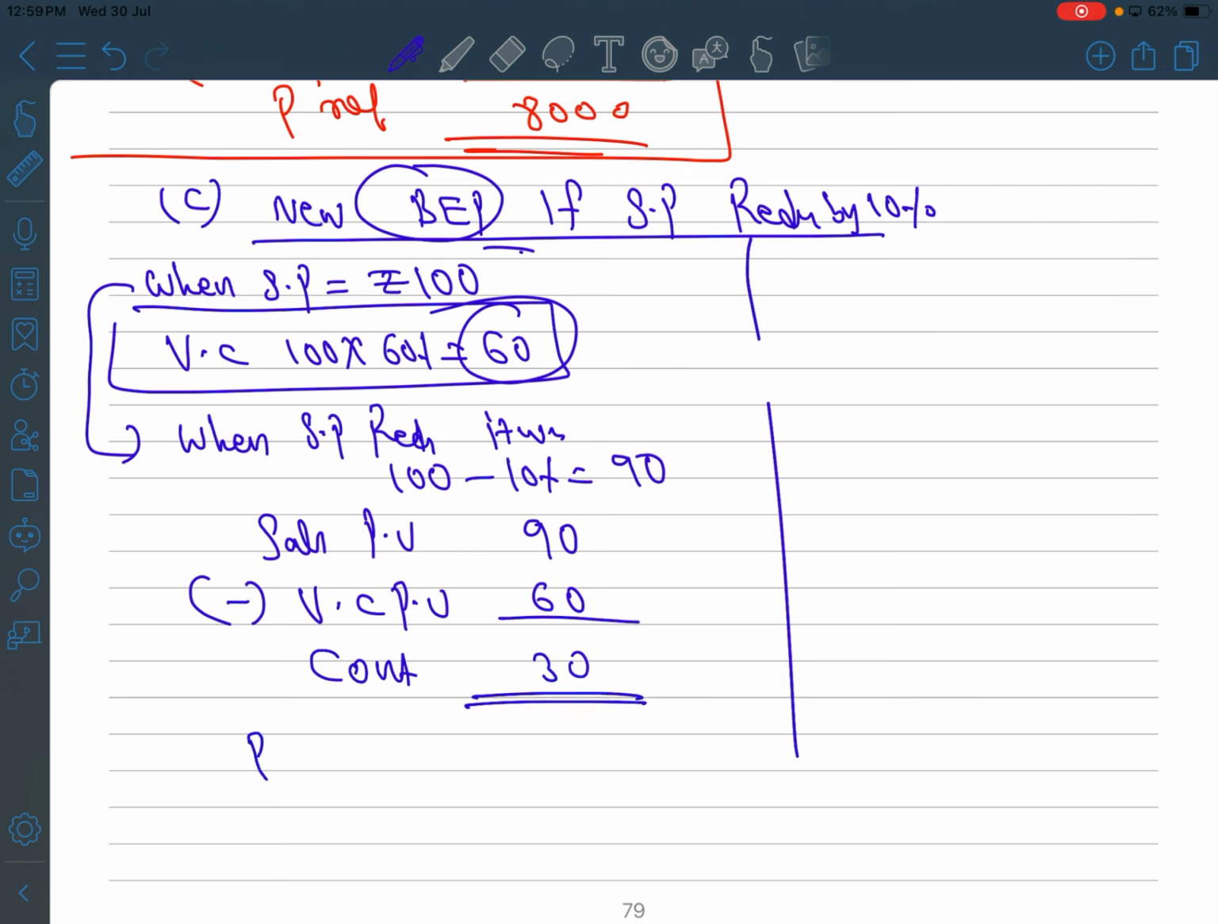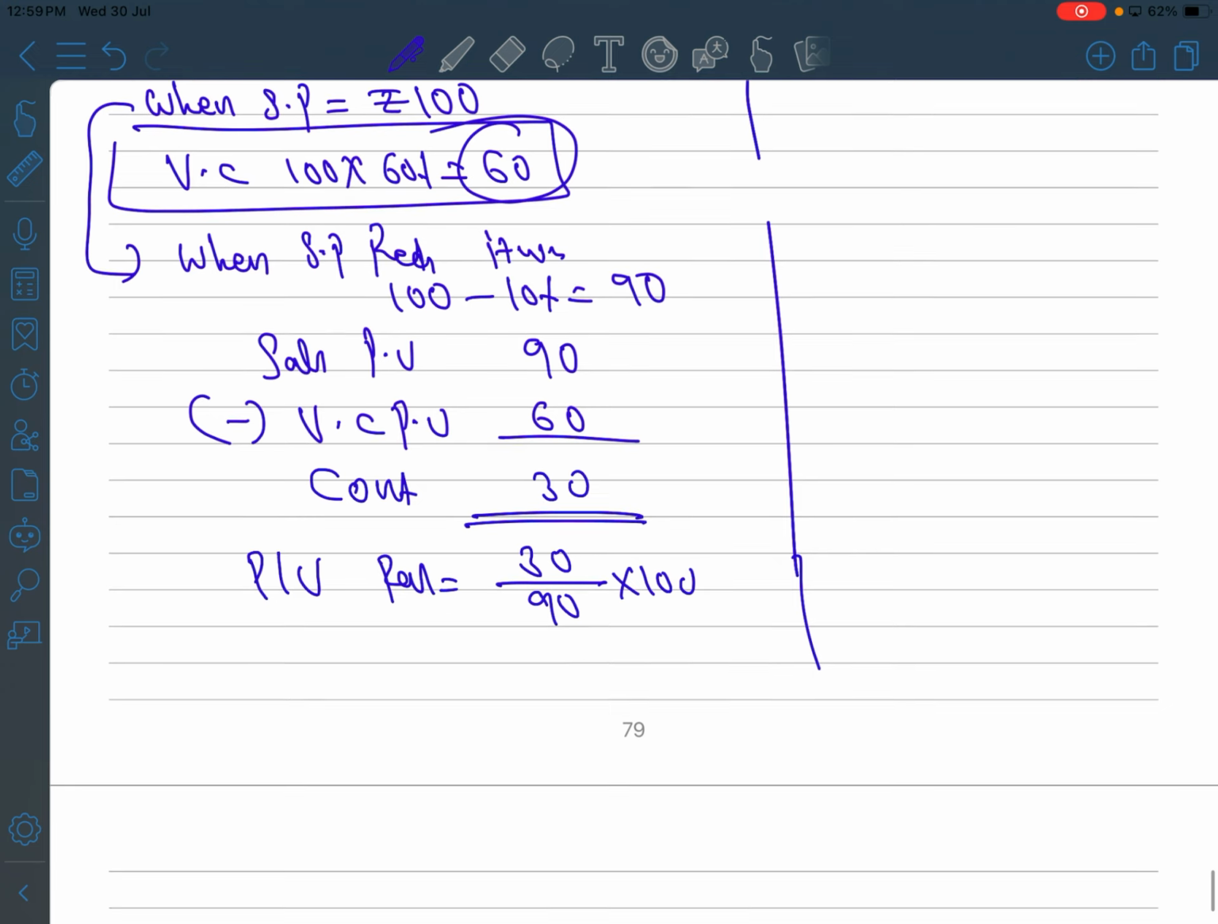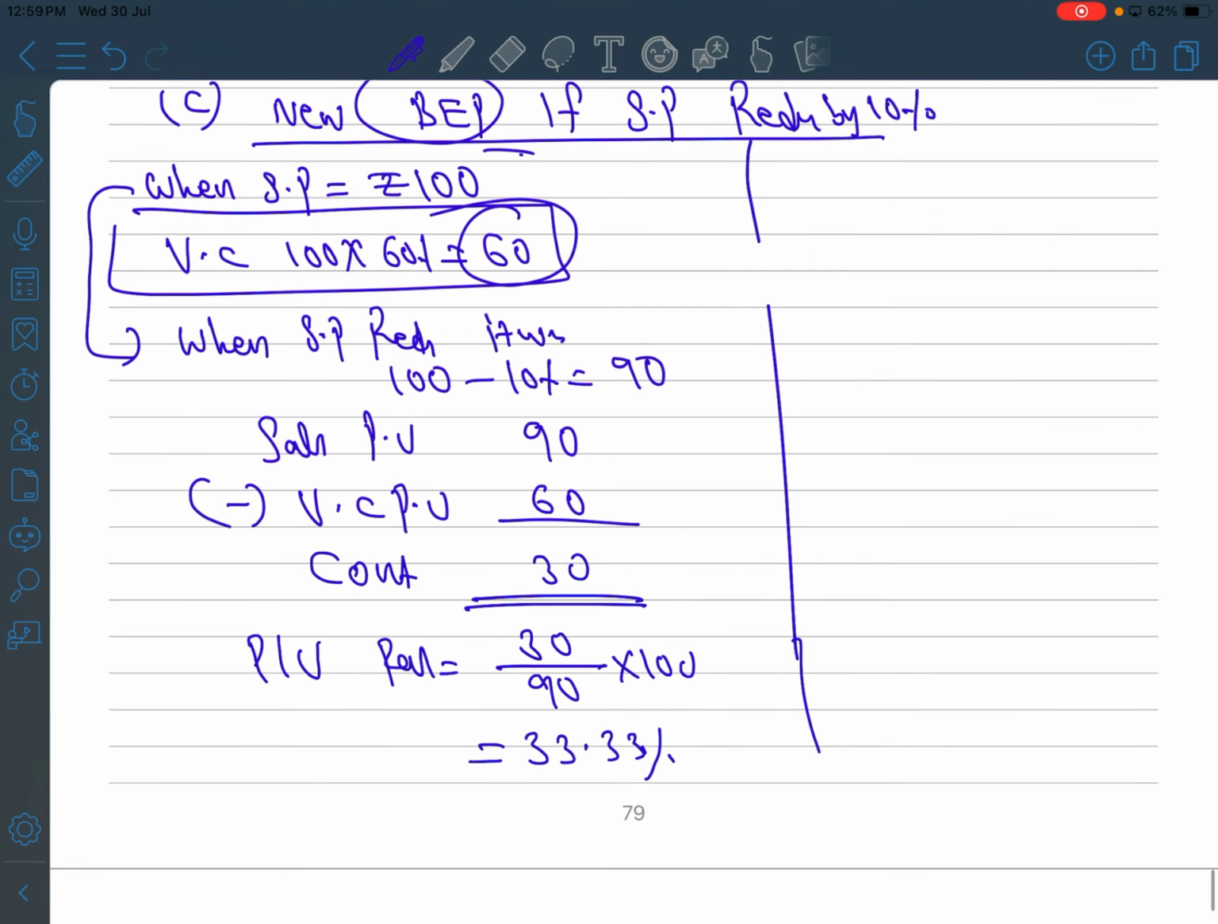From here we can find out the PV ratio. PV ratio is equal to 30 contribution divided by 90 into 100. I think 33 point something, 33.333%. You got the concept, yes? Last time what did I do? I took variable cost as what? 60% on selling price. That will not work.